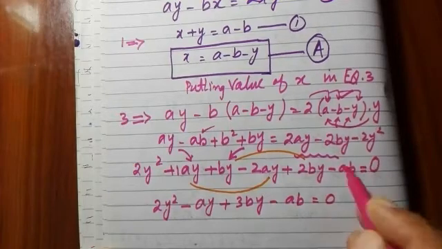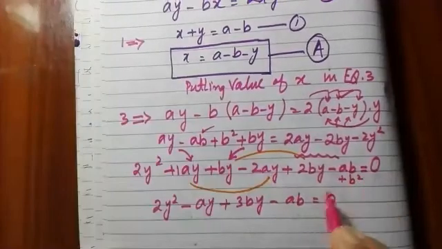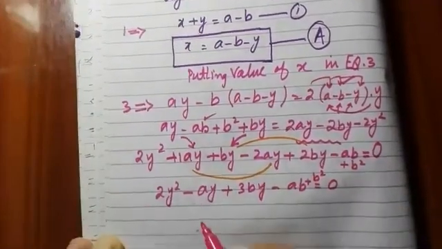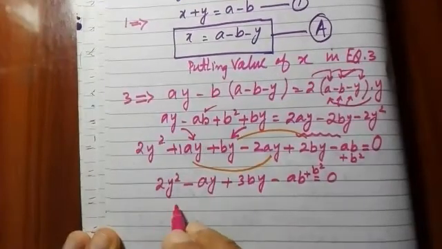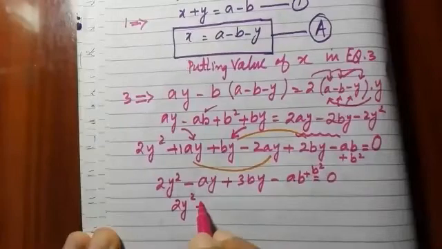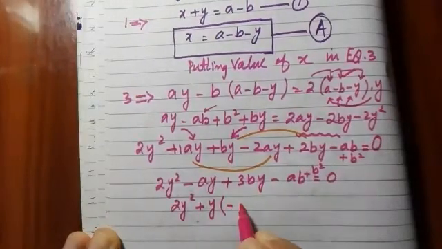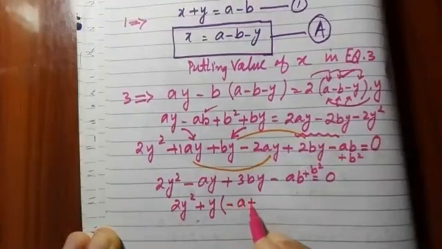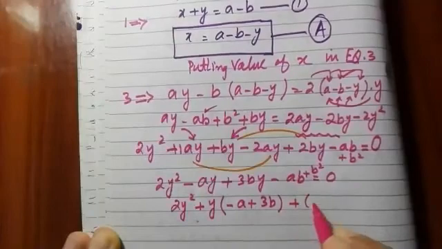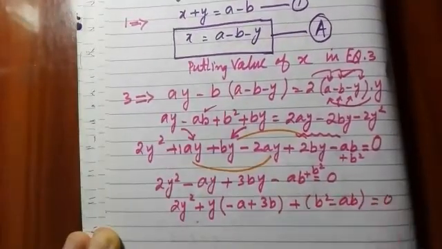We have left one more term, that is b square is missing right here. So we will add b square right here. And now we have to convert this expression in the form of a quadratic equation. So what will you do? You will simply take out y common. So it will become minus a plus 3b and b square minus ab equals to 0.